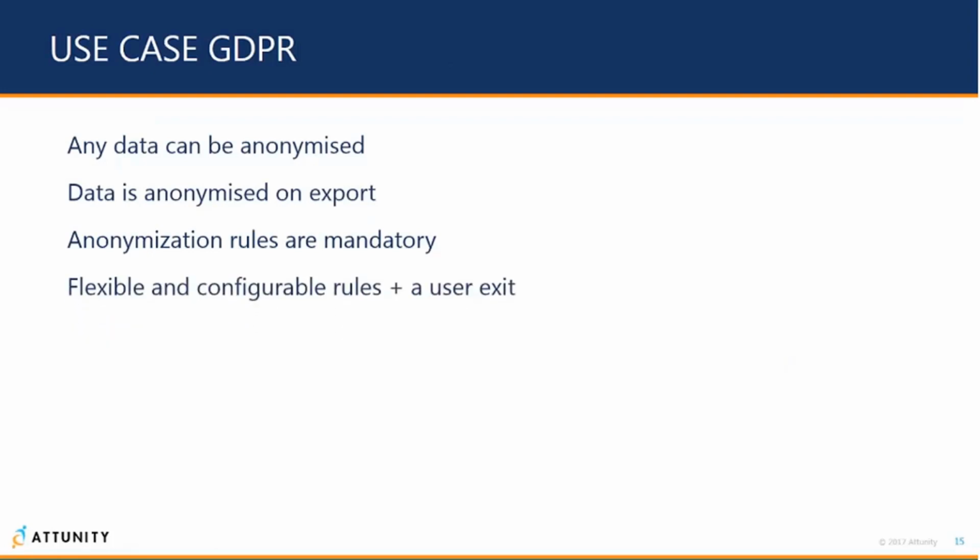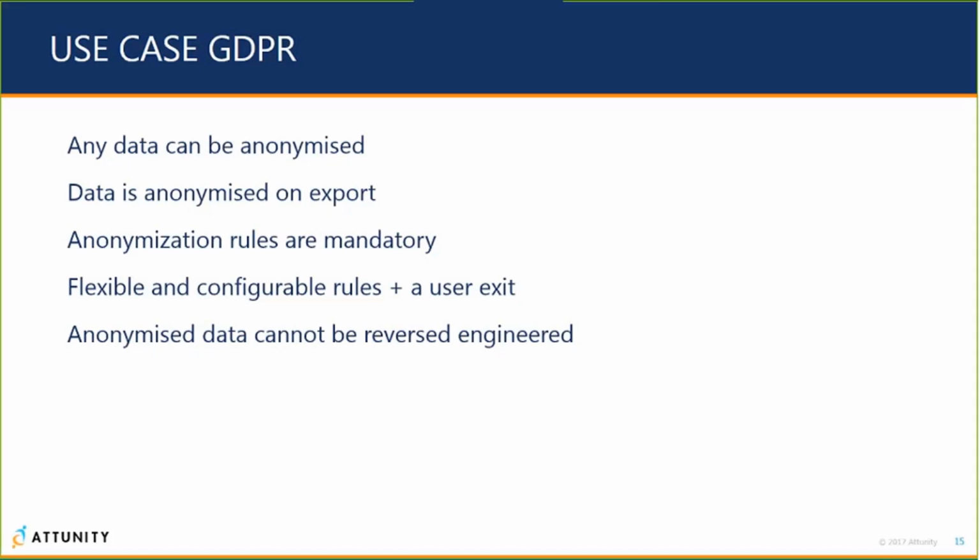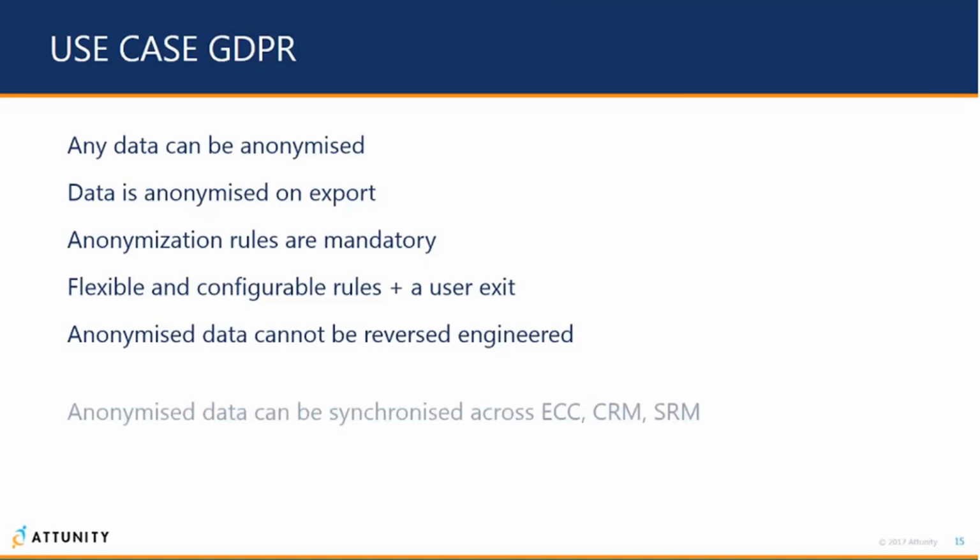The rules are configurable, flexible, and you can have a user exit to cover all of your requirements. The anonymized data, and again this is very important, cannot be reverse engineered. The only way of seeing what the original data is would be to stand up two systems, your production system and your non-production system, side by side with the same information on screen. That is the only way that you could actually track back to the original data.